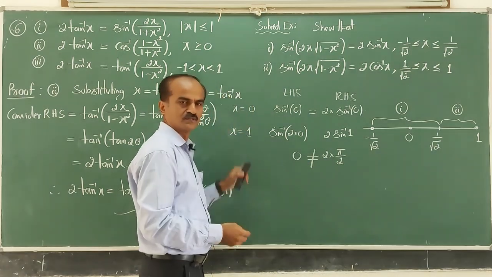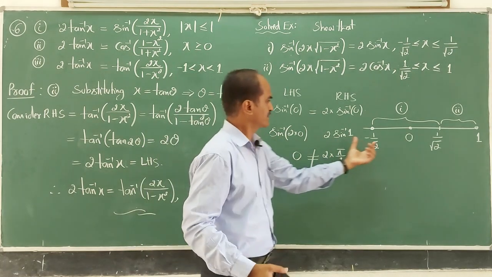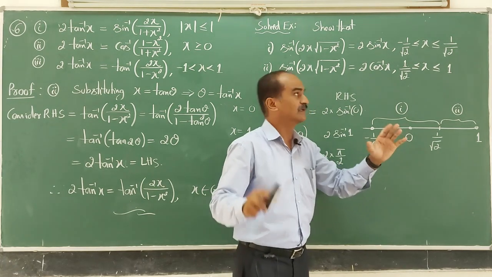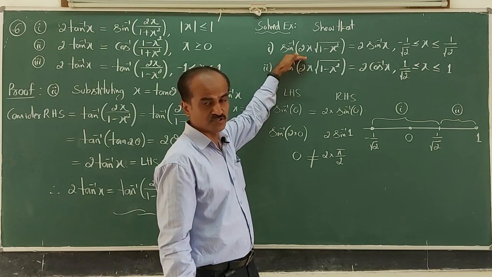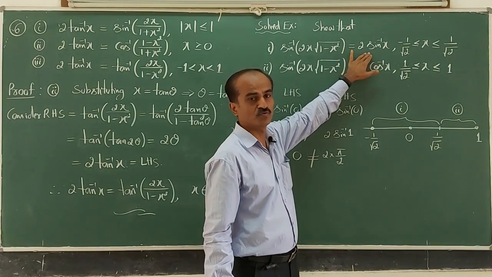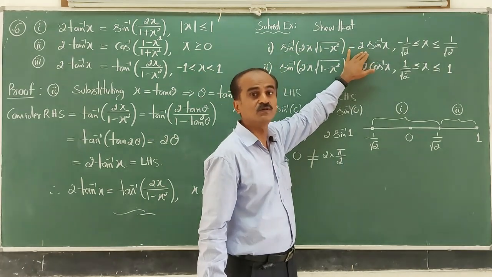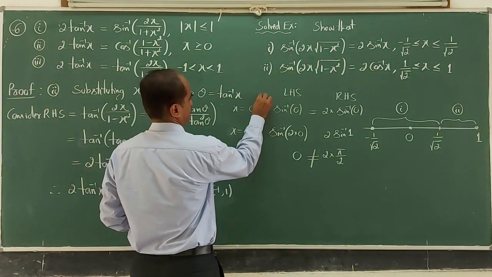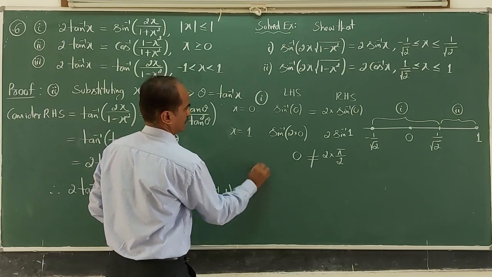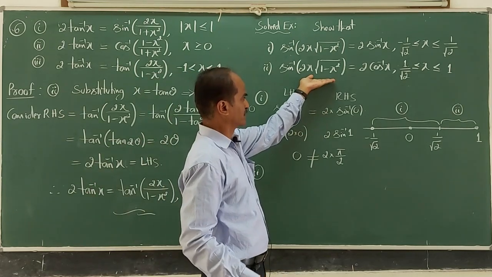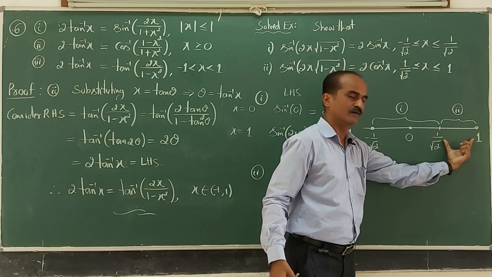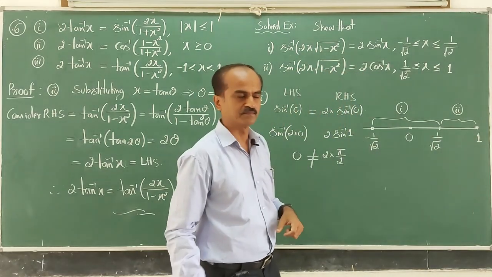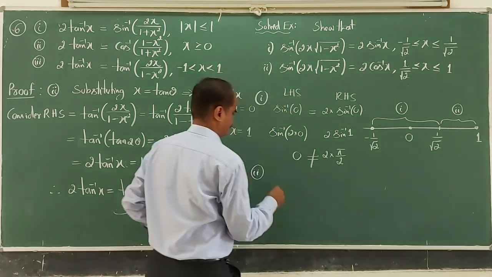No. So therefore, whenever x lies in the interval minus 1 by root 2 to plus 1 by root 2, only this result is true. We cannot write that it is 2 cos inverse x, it is strictly 2 sin inverse x. Now let me take this result. So this result is true only for the closed interval when x takes values in the interval 1 by root 2 to 1.